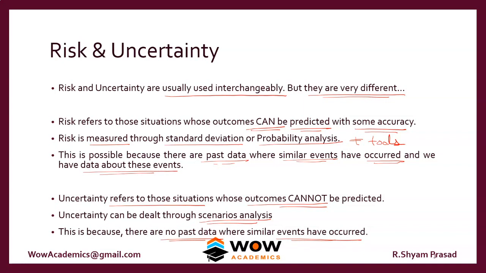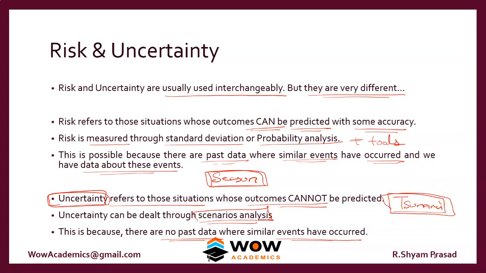We can say it like this: risk is something like the season. Seasons keep on repeating. So if in the last summer season we sold 100 crores of goods, in this summer also we will be selling 100 crores of goods. But uncertainty is not like that. It's not like the season. It's something like a tsunami, where we can never predict when it will occur and we don't know what would be the scale of its destruction. So the best we can do is create a scenario. So risk is something like a season which occurs in a repeated manner, but uncertainty is something unpredictable, like a tsunami.